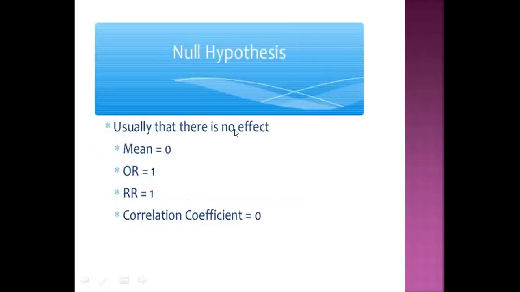Null hypothesis usually states that there is no effect: mean is 0, odds ratio is 1, relative risk is 0 and correlation coefficient is 0, meaning there is no association between explanatory variables and the independent and dependent variable.